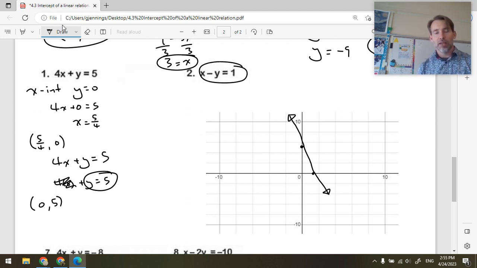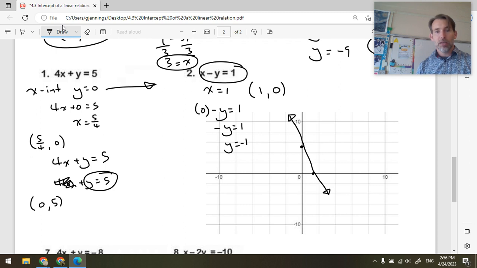x minus y equals 1. Let's find the x-intercept. So we're going to let y equal 0. So x equals 1. Sorry, that gives us when y is 0, x is 1. You can see that there. If I put a 0 in there, x minus 0 equals 1. But now let's let x be 0 and find out what y is. So then we would have 0 minus y equals 1. And so that gives us negative y equals 1. So y equals -1. So that gives us the point 0, -1.